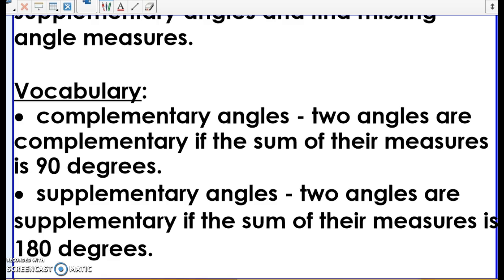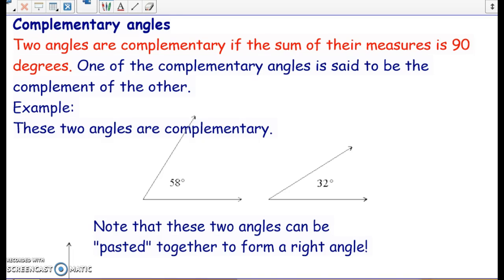Supplementary, kind of the same thing. It's two angles again, except this time they have to add up to 180 degrees. And it exactly has to be 90 degrees for complementary and exactly has to be 180 degrees for supplementary. So we'll see some examples on this slide.